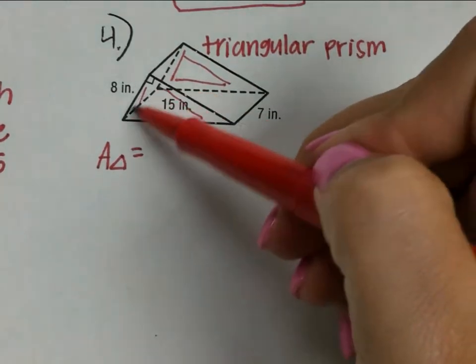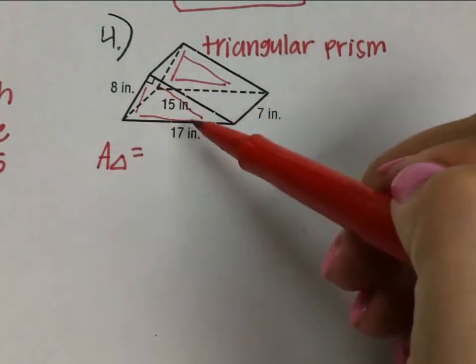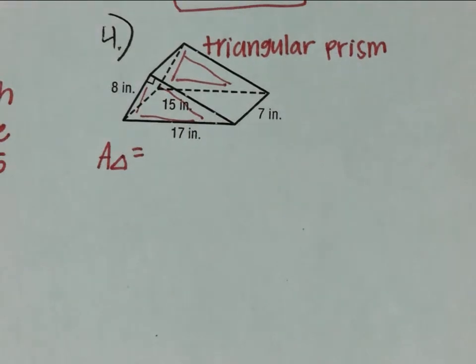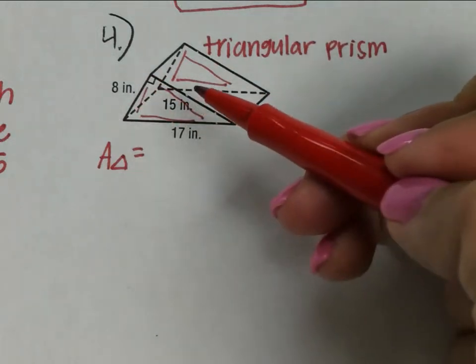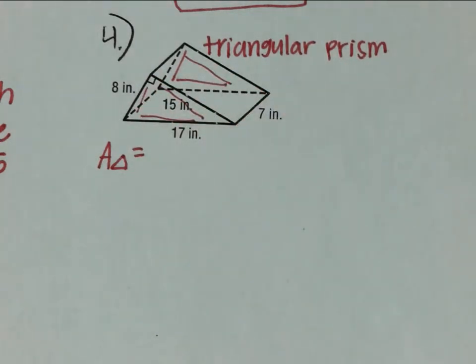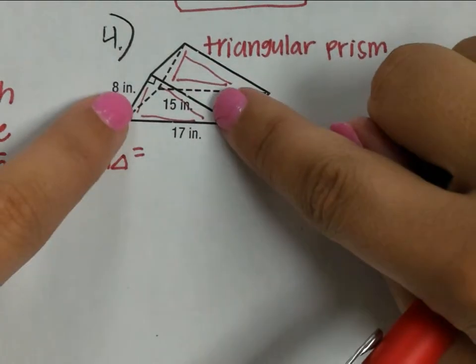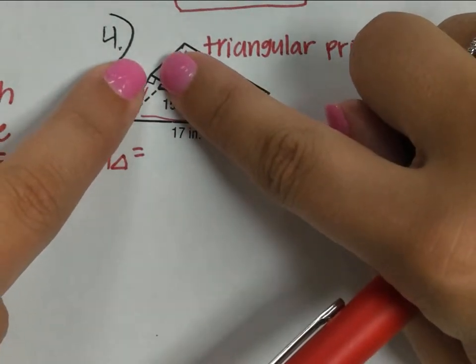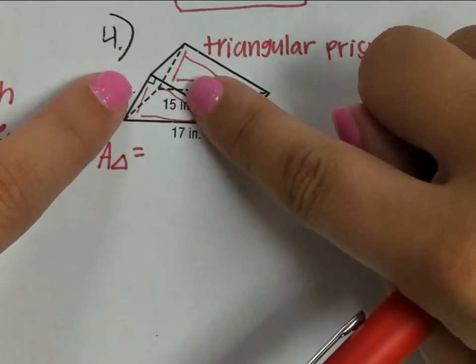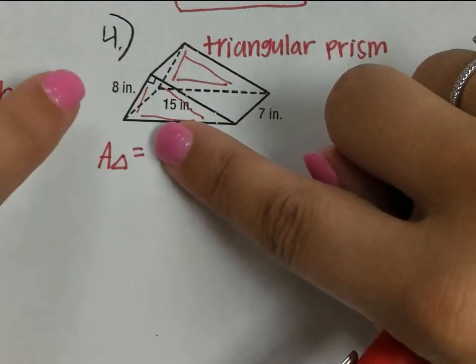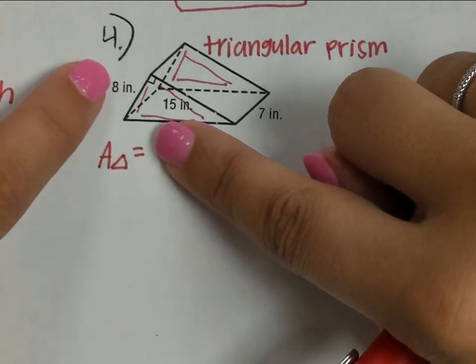So if I look at that triangle, can somebody tell me the two numbers that are going to be my base and my height? 8 and 15. 8 and 15, right? Yes, it's the two legs that come together and meet at that right angle. So since these two are meeting together at that right angle, that little square, those are my base and my height. So the 17, I don't need it for the triangle. I'll need it for the rectangles, but not for the triangle.